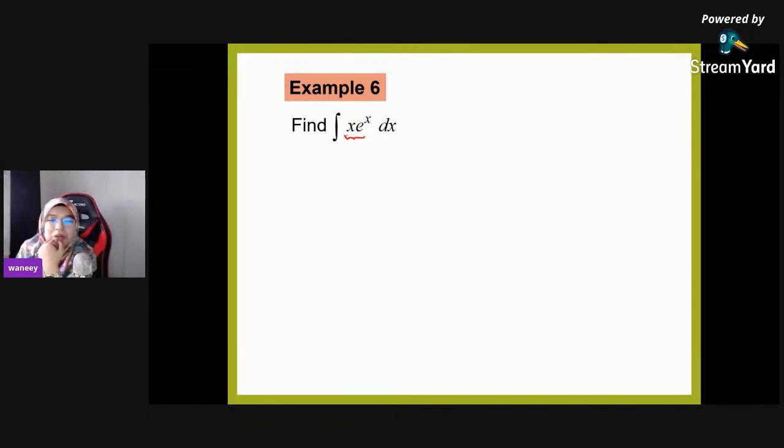So for integration by parts, we're going to separate them into two. What is x? x is actually a polynomial. And e to the power of x is actually an exponential function. So we're going to refer to LOPET. Whoever comes first will become our u. So log, no, P. So we got a P first. So P will become our u. And then dv will become the rest of it.